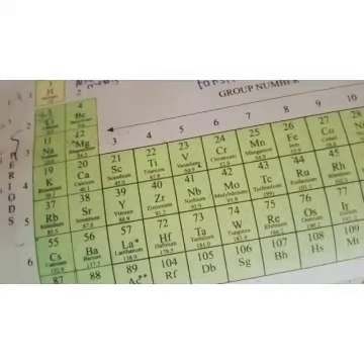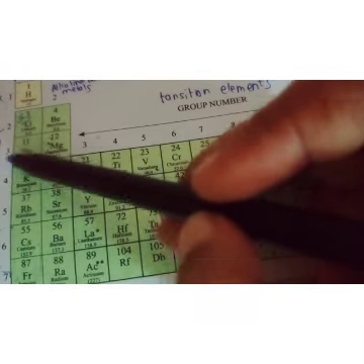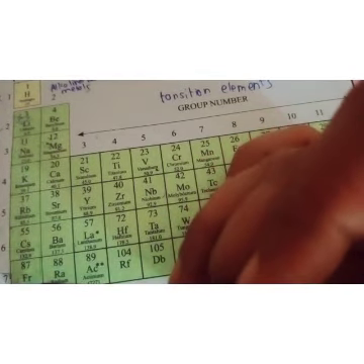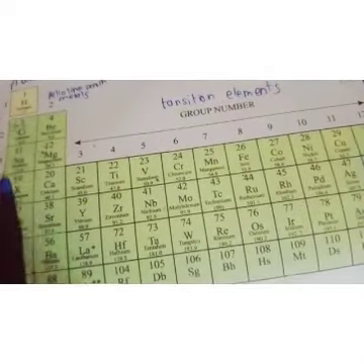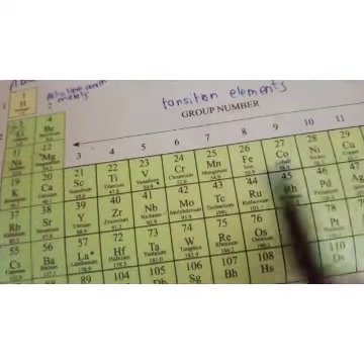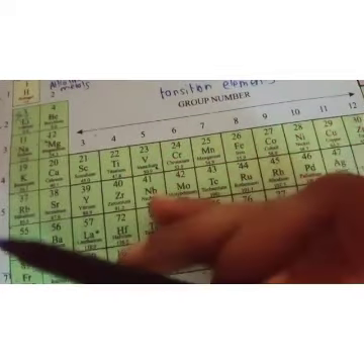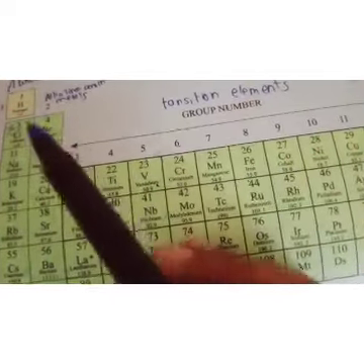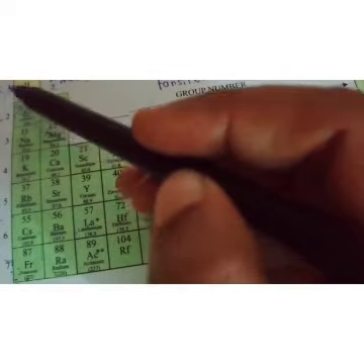Now, here on the left side also you can see numbers 1, 2, 3, 4, 5, 6, 7, isn't it? What does this number represent? These horizontal rows are given by these numbers. These horizontal rows are called periods. How many periods are here? 7 periods. 1 to 7.